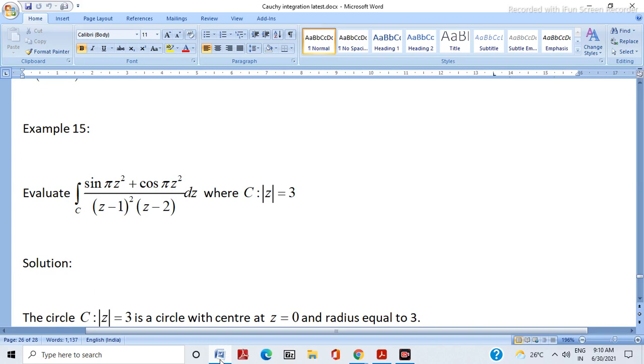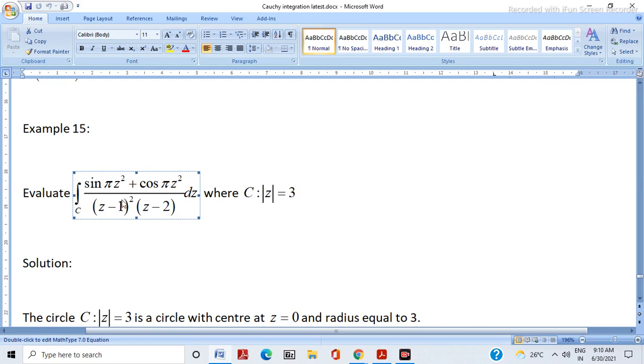Now we will discuss the last problem based on complex integration. It is the same type of problem we have done before, only a small change was there. The integral over C of sin pi z square plus cos pi z square divided by z minus 1 all square into z minus 2, where C is mod z equal to 3.